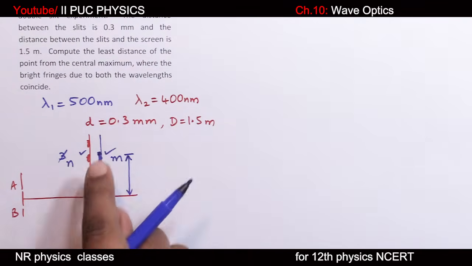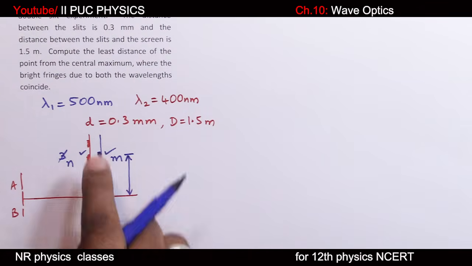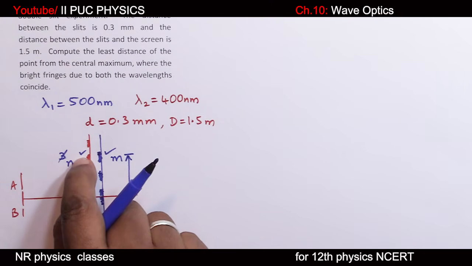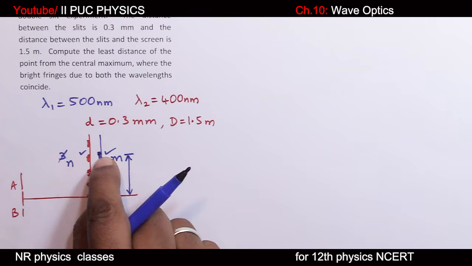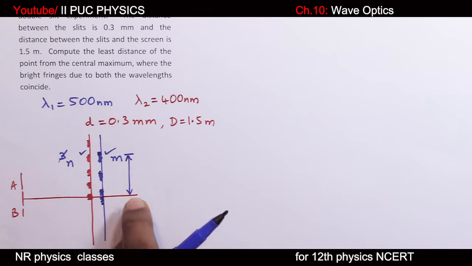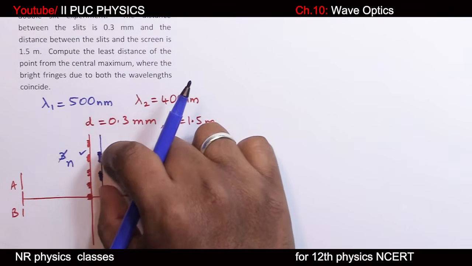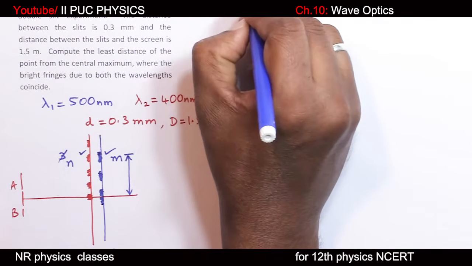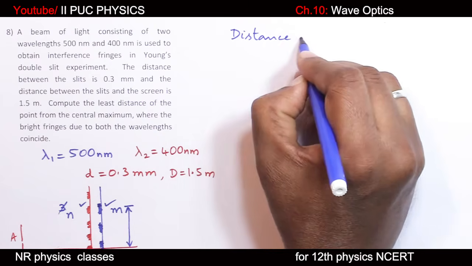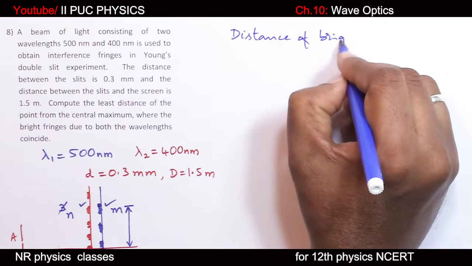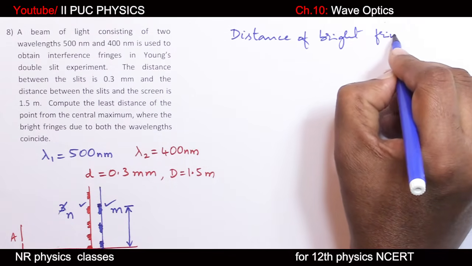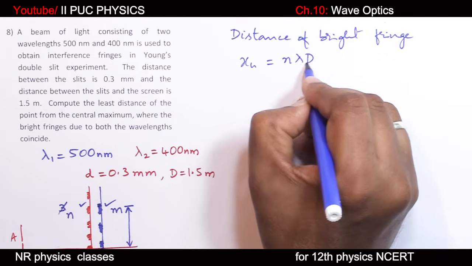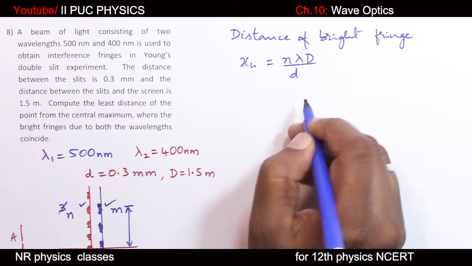Please go through the problem and go through the explanation. We have to find the distance of that point where bright of one overlaps on the bright of the other from the central bright. So here distance of bright matters. So what's the formula for distance of bright? Xn equal to n lambda capital D by small d. So this is the formula.